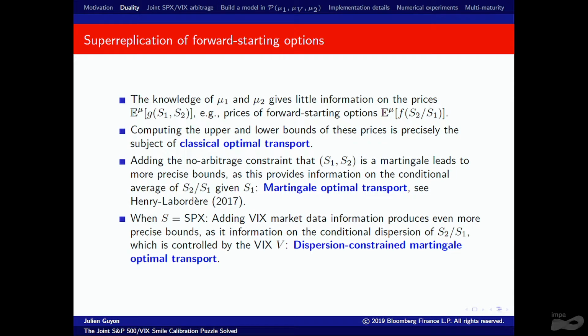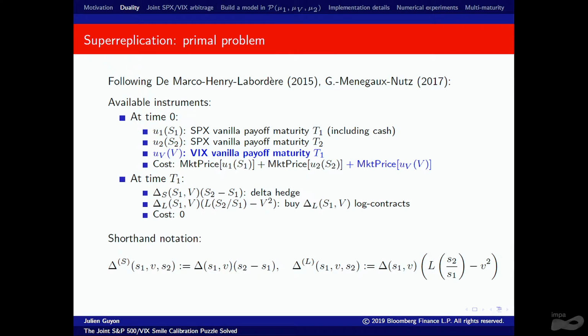But on top of that, when you know that S is the S&P, you have extra information, because you have all the VIX future and VIX options information that constrain even more your problem. And that will lead to what I call dispersion-constrained Martingale optimal transport. So we'll see that.